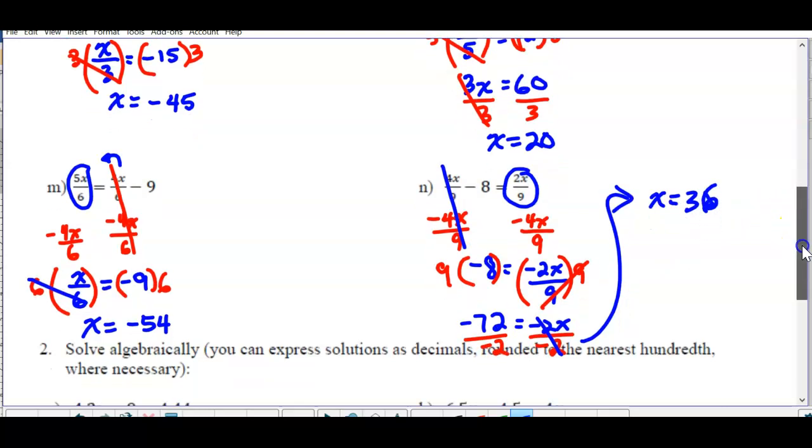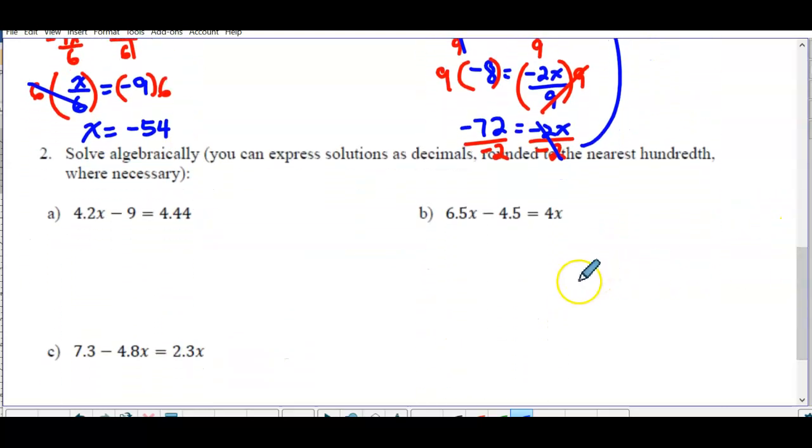Oops, 36. Okay, then it says in question 2, solve algebraically, you can express solutions as decimals rounded to the nearest hundredth where necessary. So you can use your calculator, but you still have to show work. Okay, so first thing is I've got just one x term here. So I want to get this by itself. So I'm going to add 9 to both sides. So that goes away. I get 4.2x equals, and then 9 plus 4.44. Well, 4 plus 9 is 13. There's no decimals here, so that'll stay as 13.44.